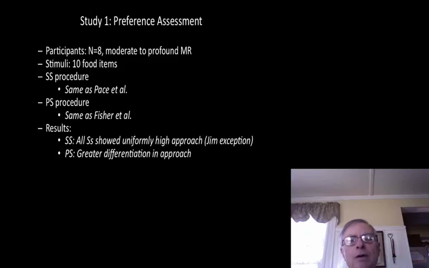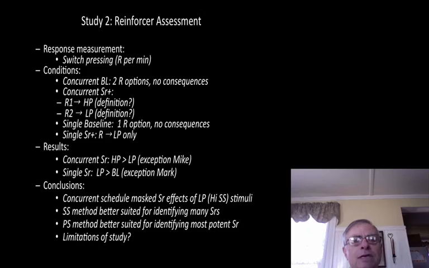8 participants, moderate to profoundly retarded, 10 different food items. Both of the 2 procedures the same as in the Pace and then Fisher articles. The results were the single stimulus, all subjects showed uniformly high approach, with the exception of Jim. So basically all 10 food items they were going after, but in the paired stimulus, they got greater differentiation. So once again, more data to support the use of a paired stimulus preference assessment.